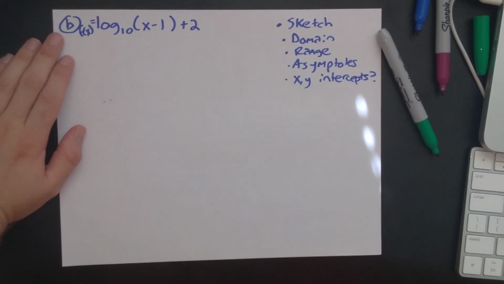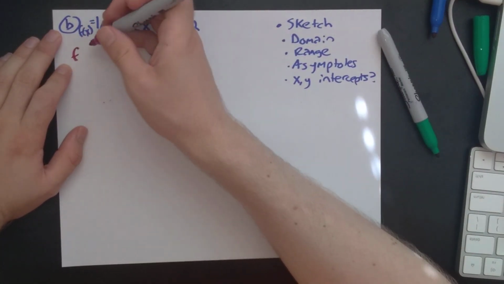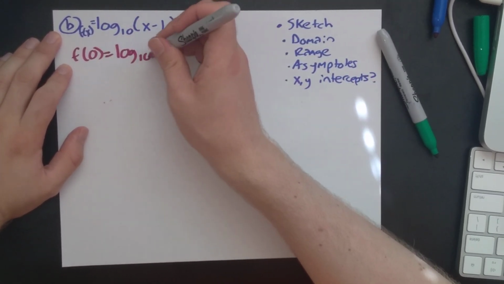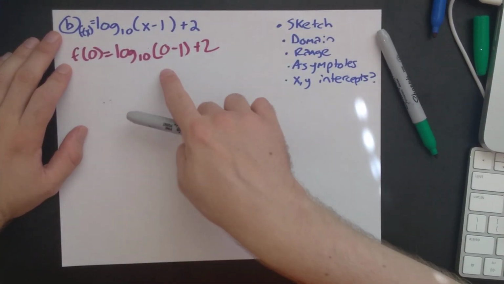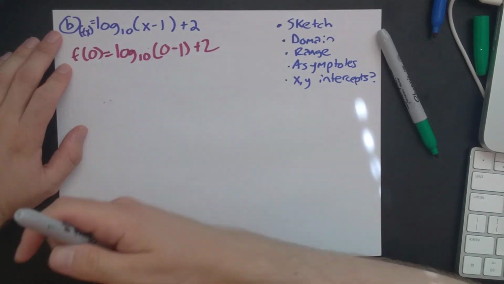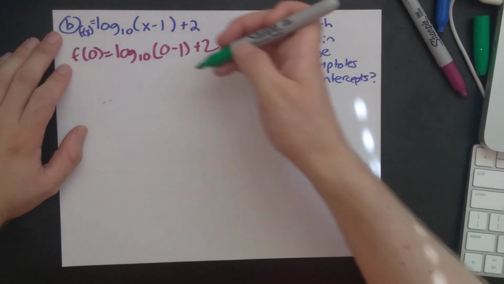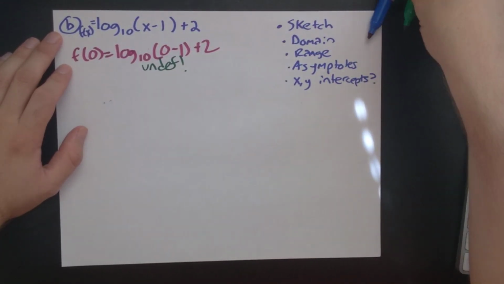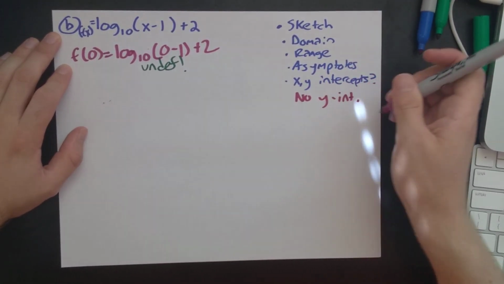So let's see here. Same set of problems. The y-intercept is maybe the easiest one to start with, because that's just f of 0, which is log base 10 of 0 minus 1 plus 2. But our alarm bell should be going off, because we can never take logs of negative numbers. So this is actually undefined, so there is no y-intercept.